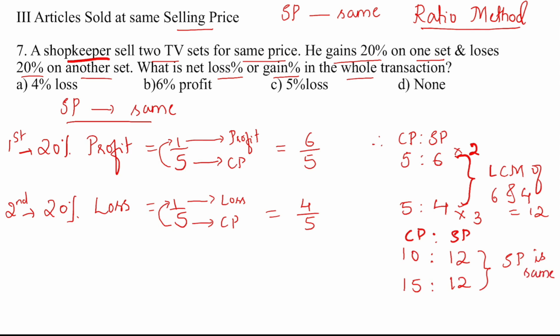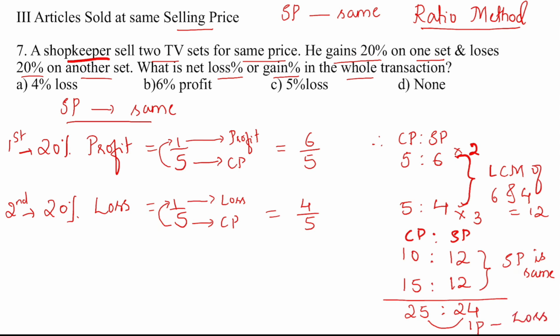So now overall cost price is how much? 10 plus 15 is 25. So overall cost price was 25 and overall selling price was 24. So that means selling price is less than cost price. So that means it is one part less than 25. So 1 part loss has occurred, isn't it?